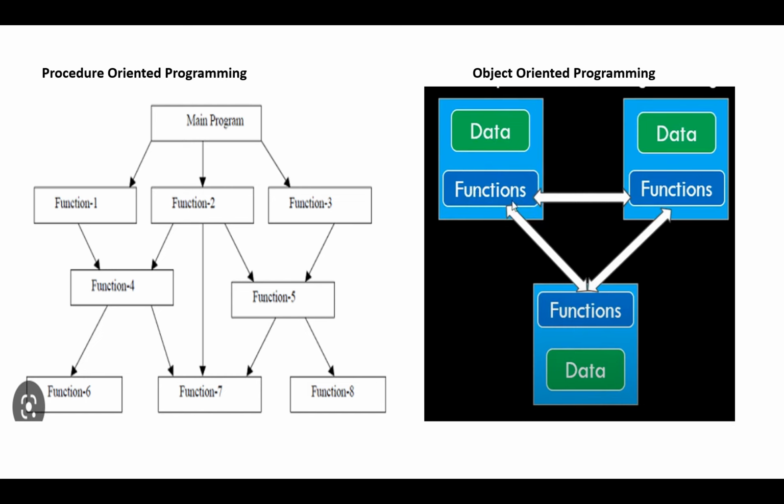And in the upcoming video we will discuss the main features of object oriented programming, that is encapsulation, abstraction, inheritance, and polymorphism.